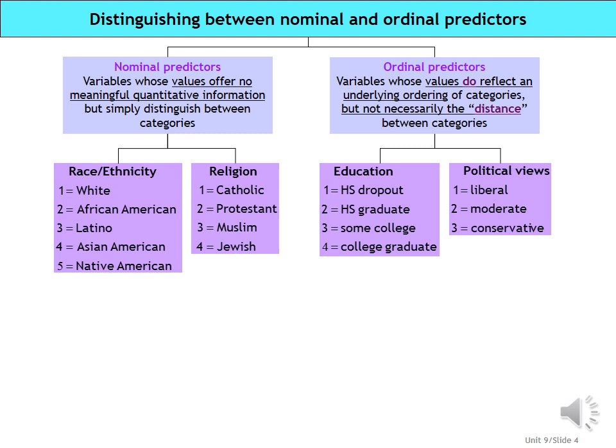And political views, like liberal, moderate, conservative. It's not that one is better than the other, but there is an order. It's on a scale from liberal to conservative, and in the middle there is moderate. You can't swap moderate and conservative. The moderate needs to be between the liberal and the conservative. But it's not saying one is better than the other. There is an order. That's another type of ordinal predictor.